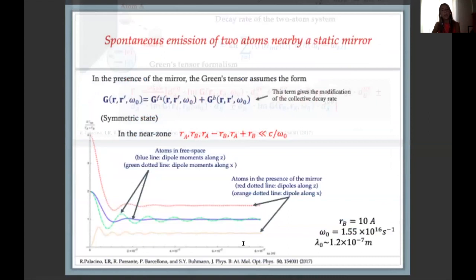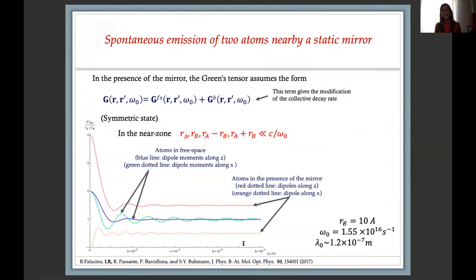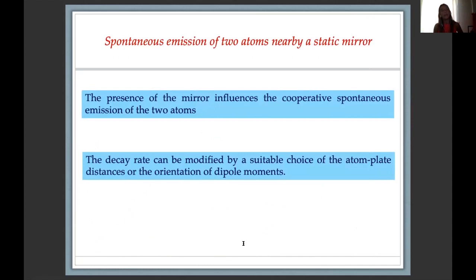We have found that in the presence of the mirror, the Green tensor assumes a particularly simple form, given by the sum of two terms: a free space term and a boundary term that gives the modification of the collective decay rate. And we found that the presence of the mirror can affect in a significant way the phenomena of superradiance and subradiance, depending on the orientation of the dipole moment of the two atoms. So all these studies show that the presence of the mirror influences the cooperative spontaneous emission of two atoms, and that the decay rate can also be modified by a suitable choice of the atom plate distance and of the orientation of the dipole moments.